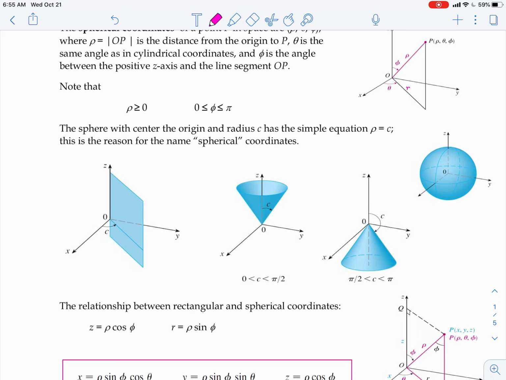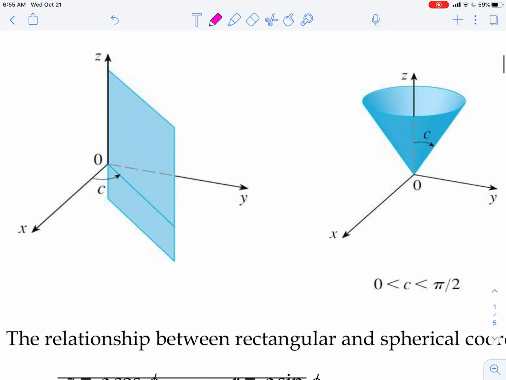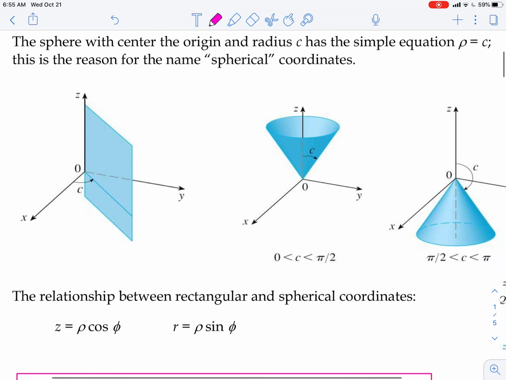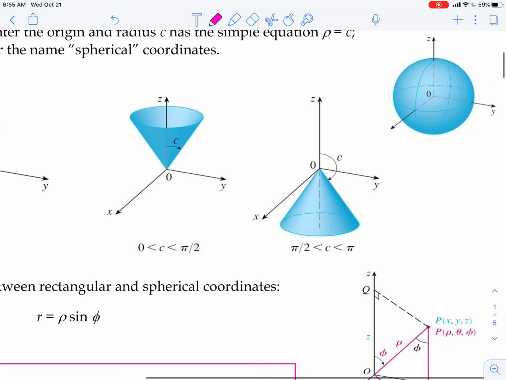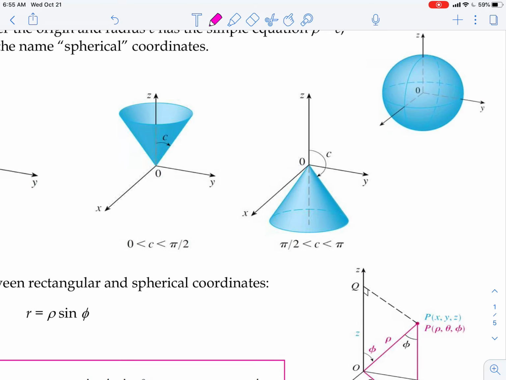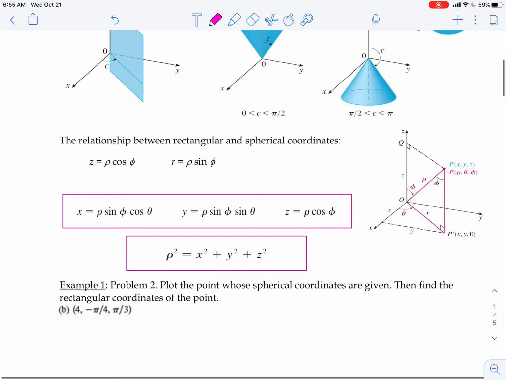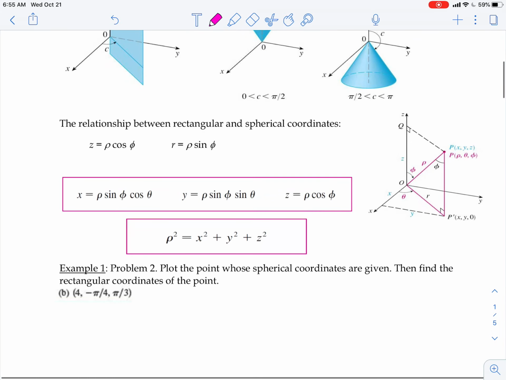All right, so the sphere with center the origin and radius c has the simple equation rho equals c. This is the reason for the name spherical coordinates. And here you see theta, here you have phi in both, and then you just have the circle.